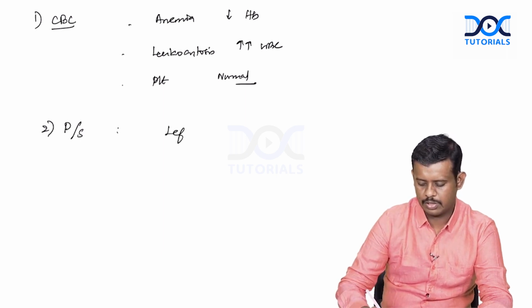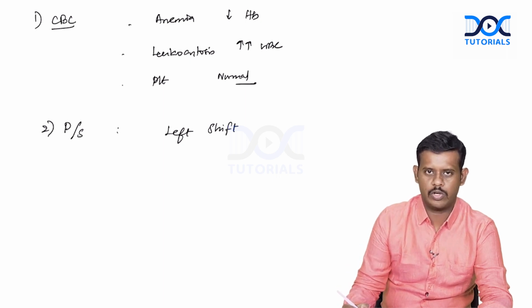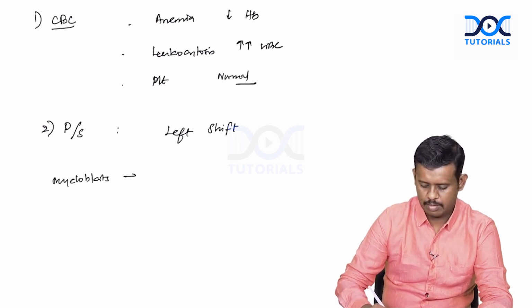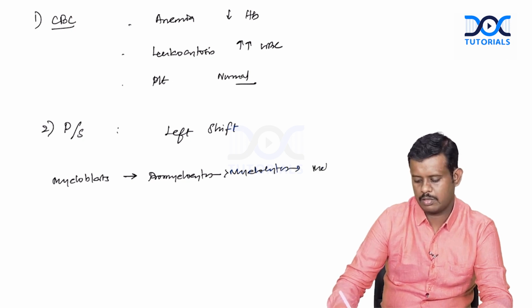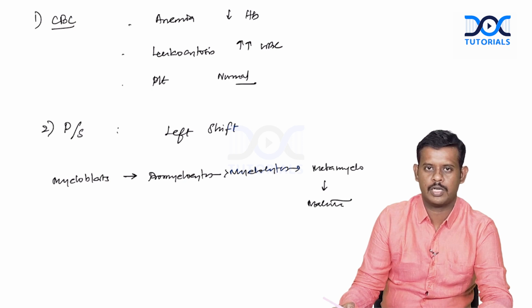It shows left shift. What does that mean? A normal maturation of the myeloid series of cells starts with myeloblasts. So myeloblast then forms promyelocytes, then myelocytes, metamyelocytes, and the mature forms. So this is the normal sequence of development of the myeloid series of cells.